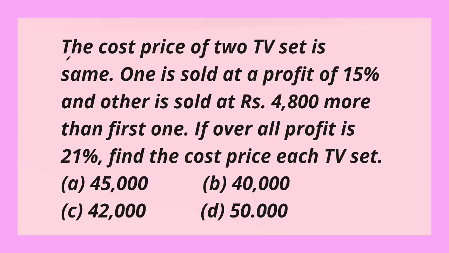We go to the next question. Our question is, the cost price of two TV sets is the same. One is sold at a profit of 15% and the other is sold for rupees 4,800 more than the first one. If overall profit is 21%, find the cost price of each TV set. The given options are option A 45,000, option B 40,000, option C 42,000, option D 50,000.